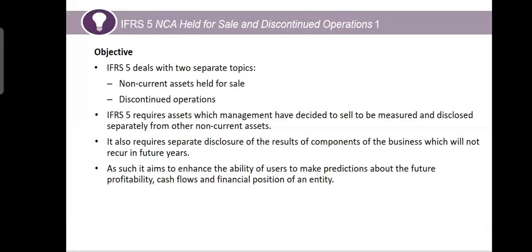This is IFRS 5, non-current assets held for sale and discontinued operations. So there are two things. One is non-current assets held for sale and one is discontinued operations. Treatment is more or less the same. What is the philosophy behind this?